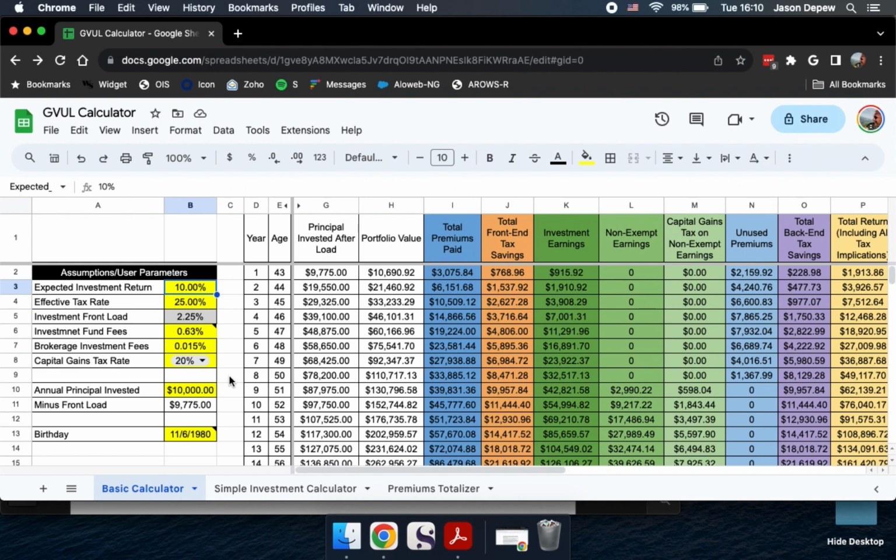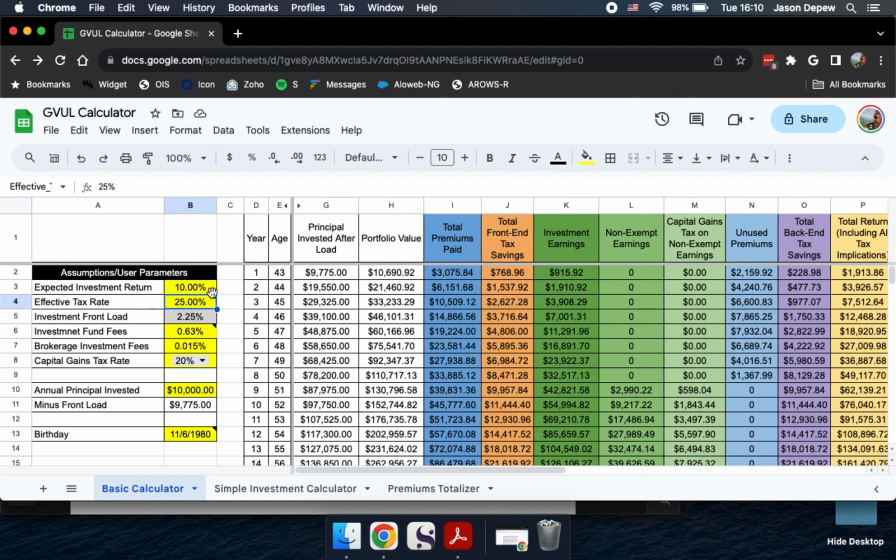But as long as it's the same for both scenarios, it's useful, because what we're doing is comparing the GVUL to the performance of a regular brokerage account. So this number gets used for both of those scenarios. So in a way, it doesn't matter what you put. What you put will change at what point you break even, but you can use whatever you want.